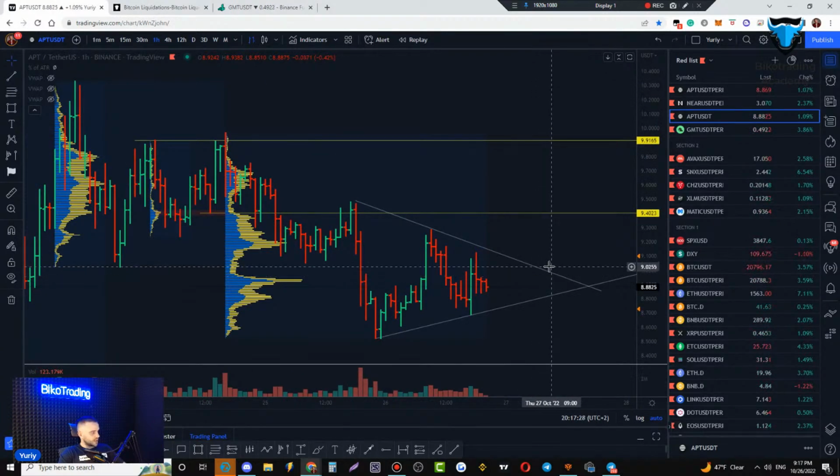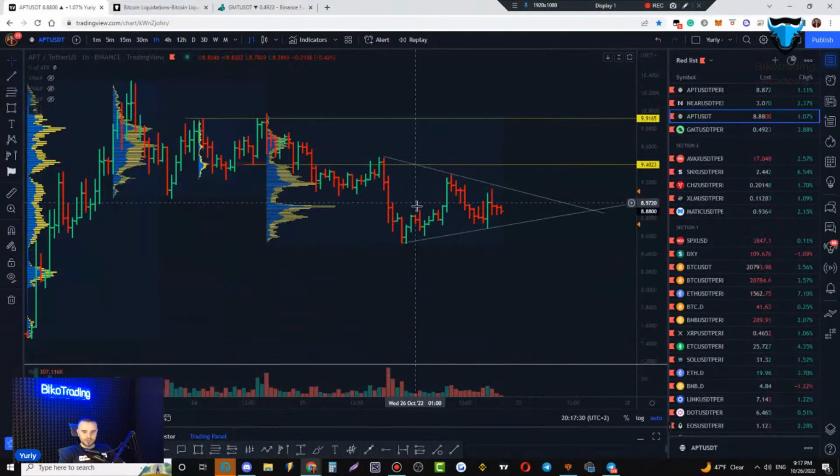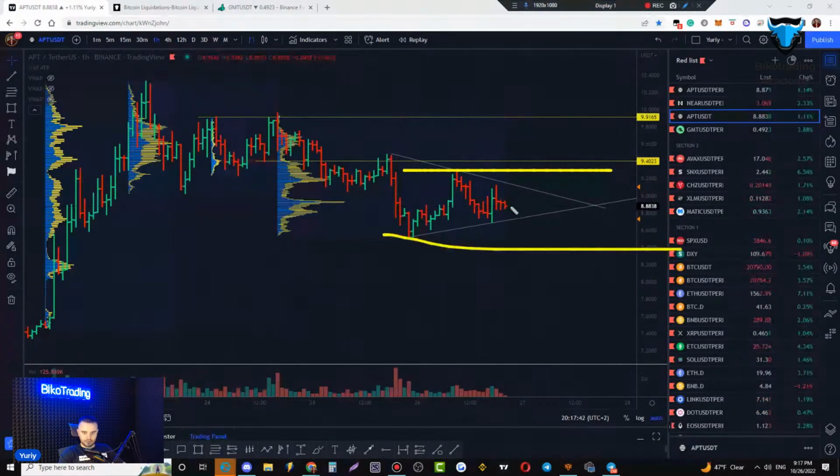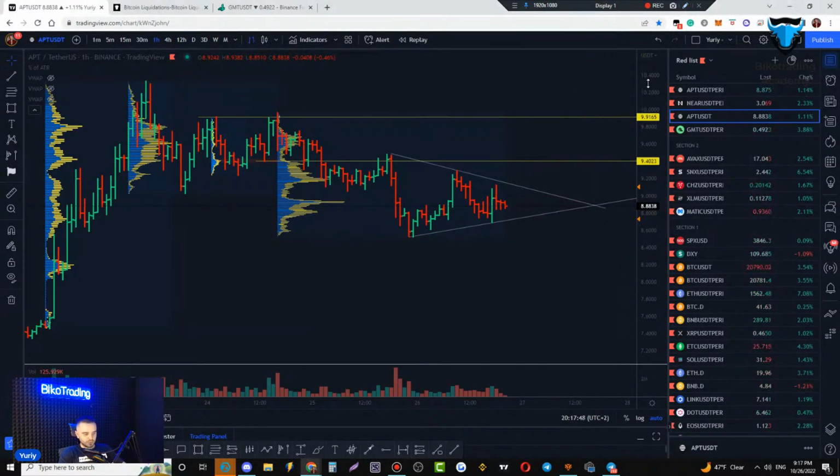In case we finish the stream and you still have APT, remember that at this moment APT is in the middle of this local range. And it would be far better if there would be some breakout of this range. And after that, all trades would be very, very safe.